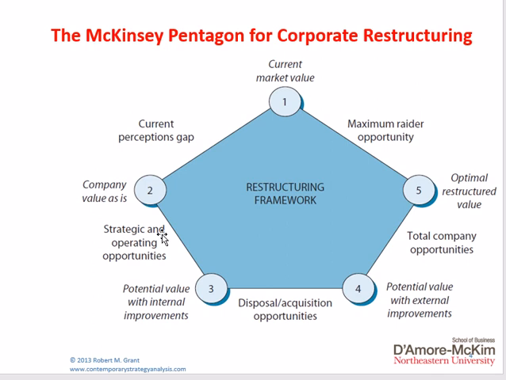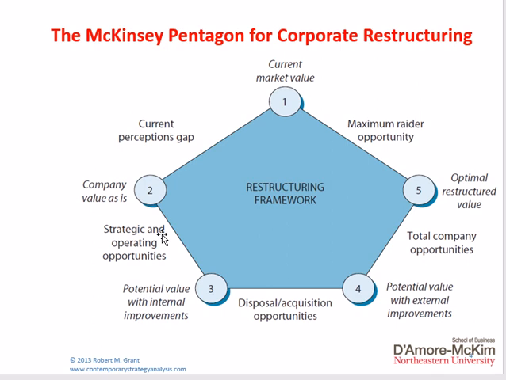When we add up the difference between 2 and 3 and 3 and 4, we come up to point 5, which is the total company opportunities or the optimal restructured value. What this is basically saying is if we restructure the firm, going through all the changes internally by improving operations and externally through new acquisitions and divestitures, we come up with what the firm could look like. And this represents point number 5 here, the restructured value.